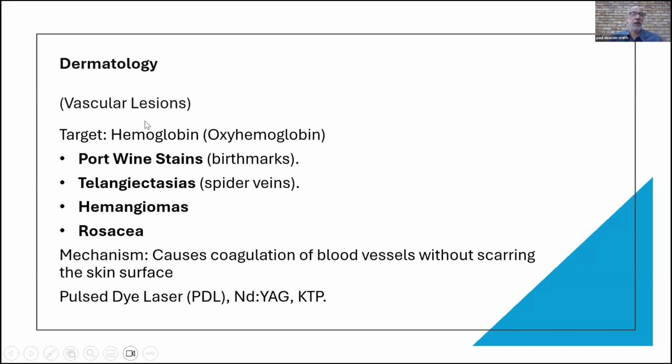Now in dermatology, yeah, they target hemoglobin, right? Oxyhemoglobin, that's your vascular lesions, spider veins, birthmarks. This is your port wine stains as well. Okay, rosacea, right? So it causes coagulation of blood vessels without scarring the skin surface. Typically, you will use a pulsed dye laser, that's 595 nanometers, or Nd:YAG 1064, or KTP, which is at 532. So that's two visibles and one very near infrared. Okay, that's typically what you want for these kinds of things in dermatology.